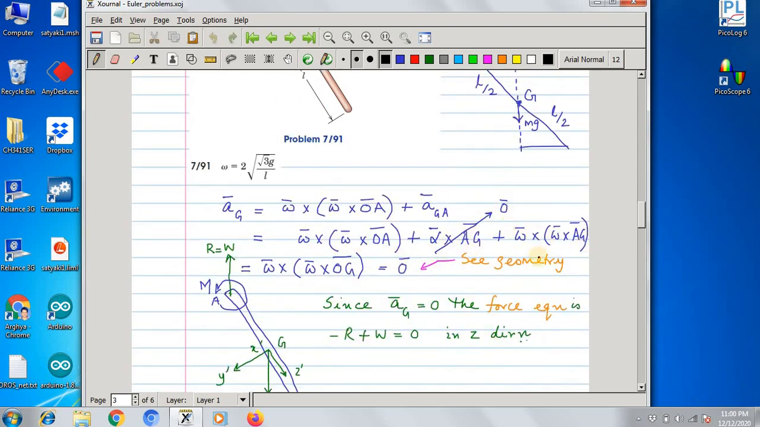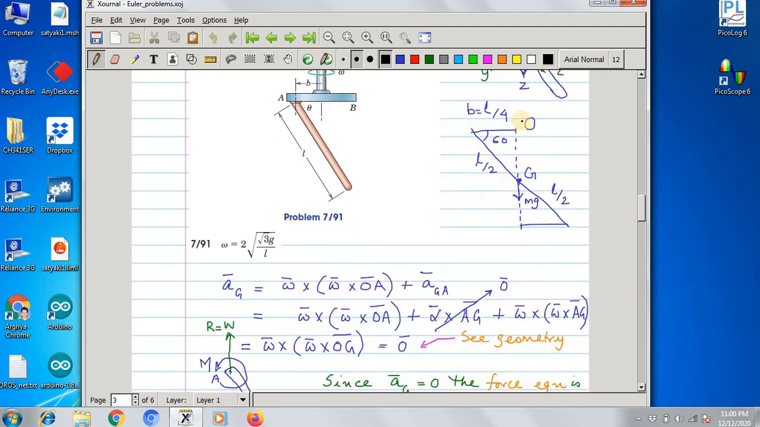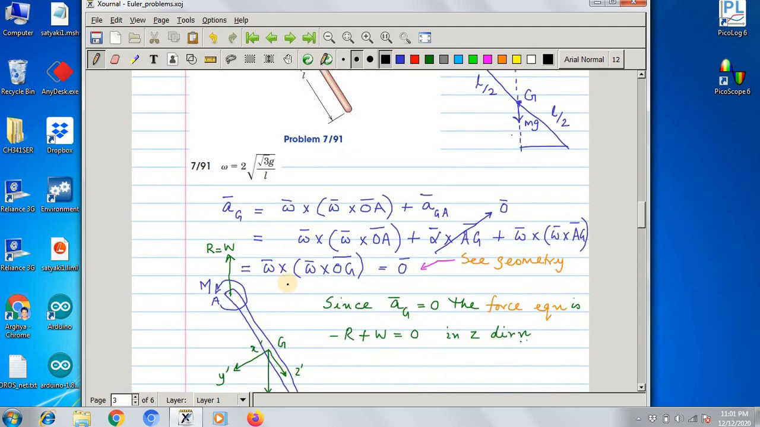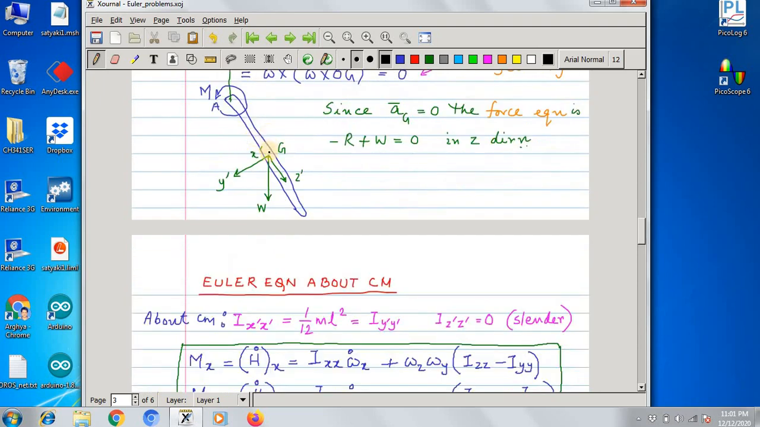Now if you add these two terms, this is omega cross (omega cross OA plus AG), which is OG. Omega is along this, and OG is also along this, so omega cross OG is 0. So the acceleration of the center of mass is 0. Now we can show that if this is W, then the reaction coming here is only R, which is equal to W.